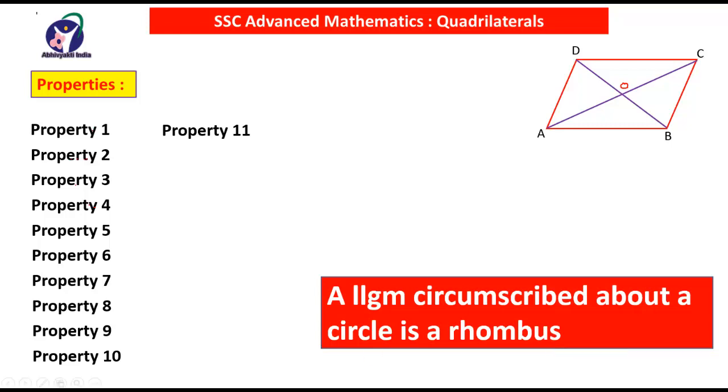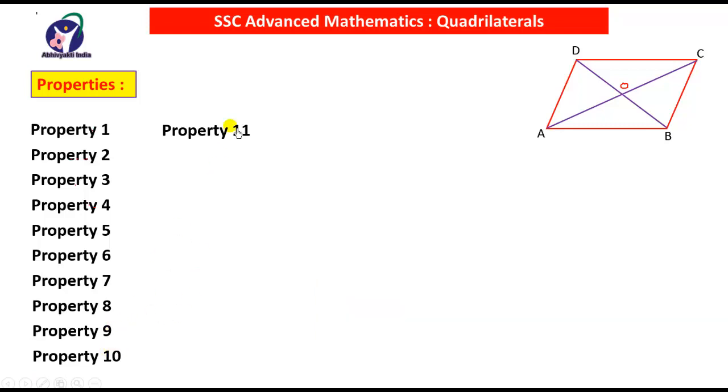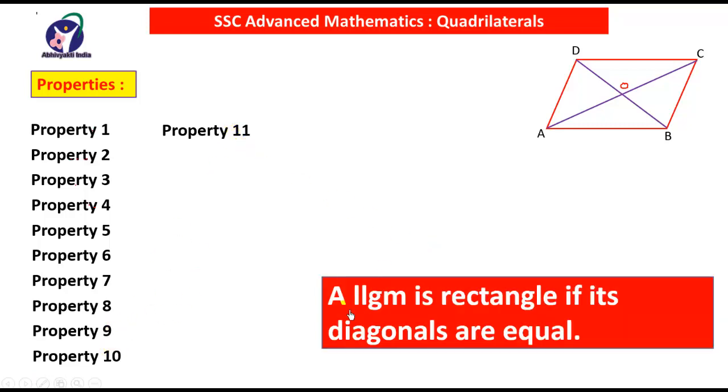And now see property 11. Property 11 states that a parallelogram is a rectangle if its diagonals are equal. A parallelogram will be a rectangle if its diagonals are equal. A parallelogram does not generally have equal diagonals, but if the diagonals are equal, then it will be a rectangle.